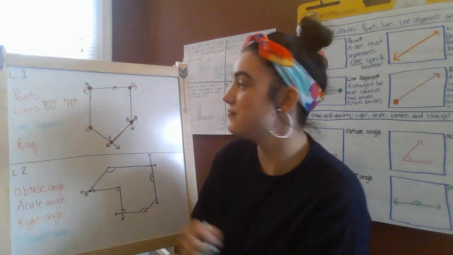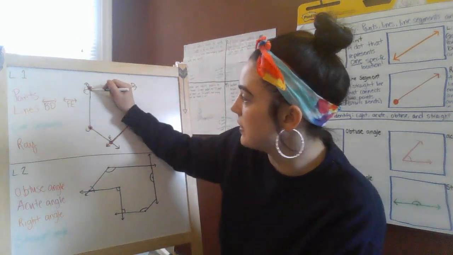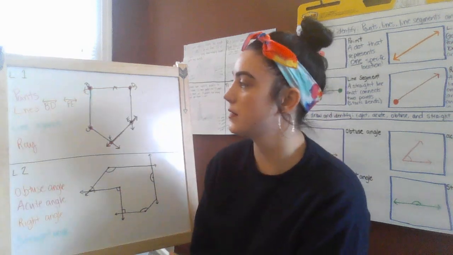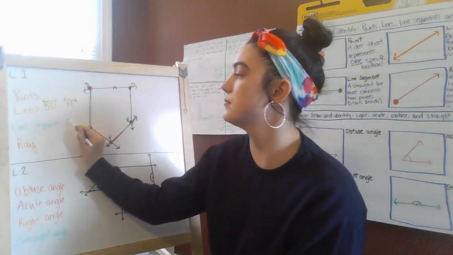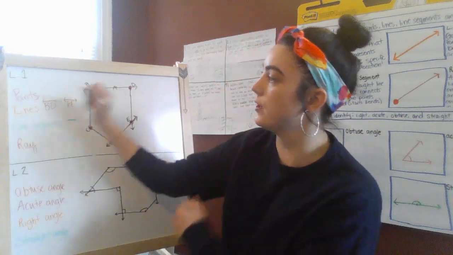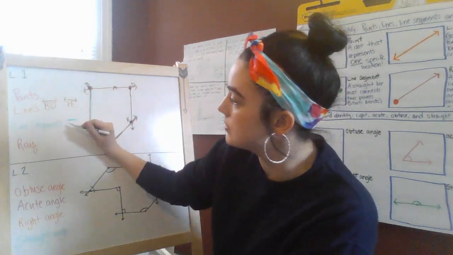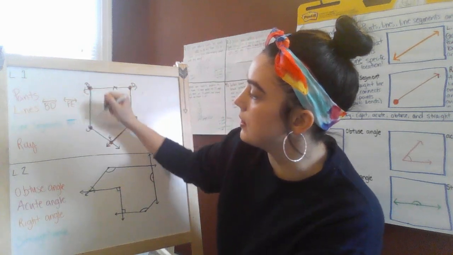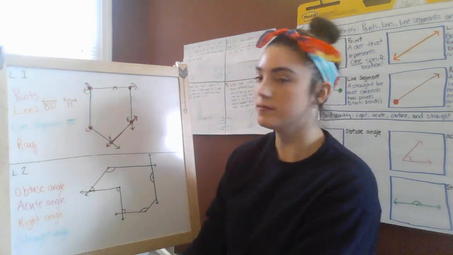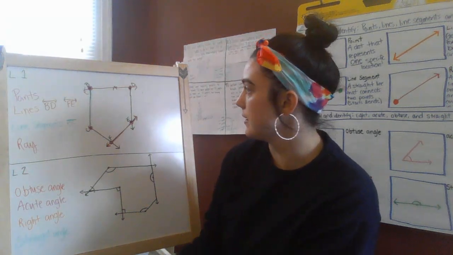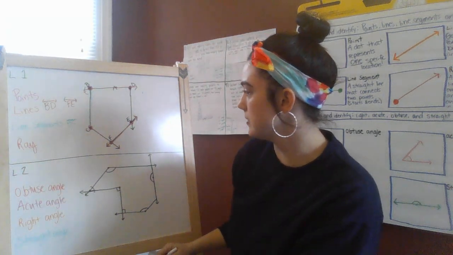I only see one, and it's from here to here. So for the line segment, you'll just have a line like this, and under it you'll put the 2 points. So we'll have BC. Line segment BC.